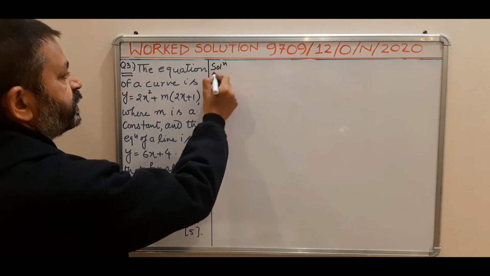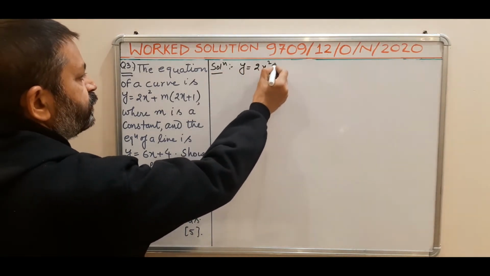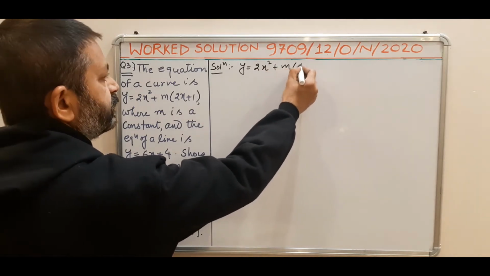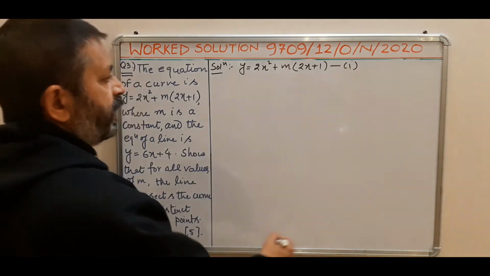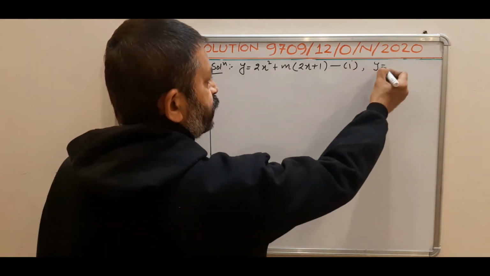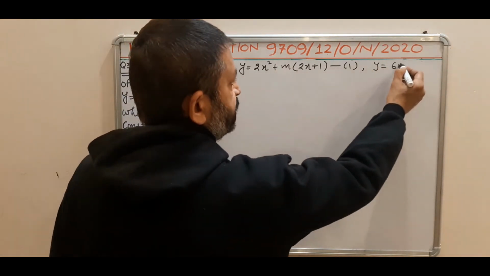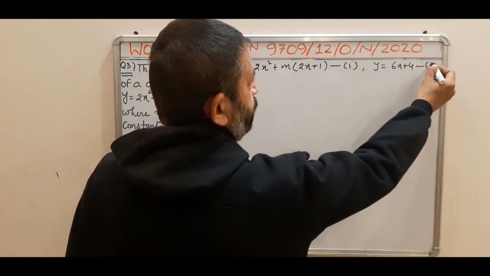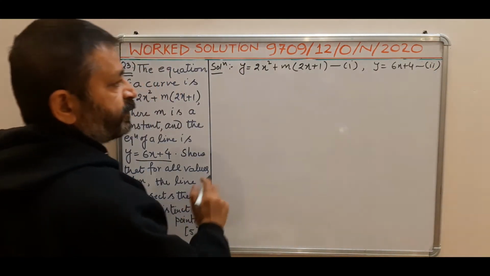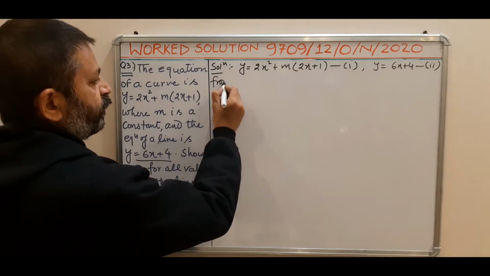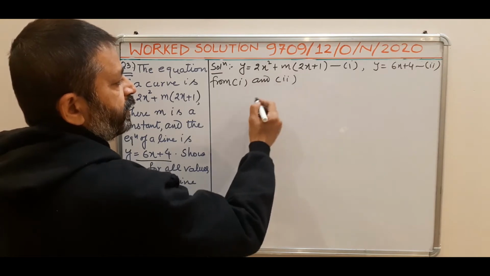So now two equations are given. One is for the curve, which is y = 2x² + m(2x) + 1. This is equation number 1, and the other equation is y = 6x + 4. This is the equation of the line. First of all, we'll solve these two equations simultaneously. So from 1 and 2, both are equal to y, so just equate them.